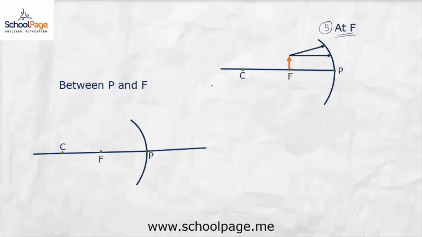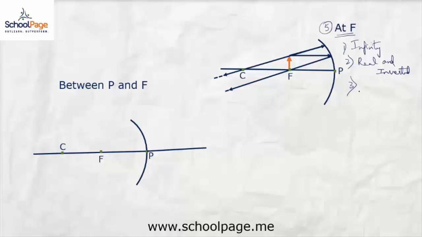These are the incident rays. On applying the rules for obtaining images formed by spherical mirrors, these are the reflected rays. Image of the object will be formed here. It will be highly magnified. When an object is placed at focus of a concave mirror, the image formed is at infinity. Nature of the image obtained is real and inverted. Size of the object will be highly magnified.